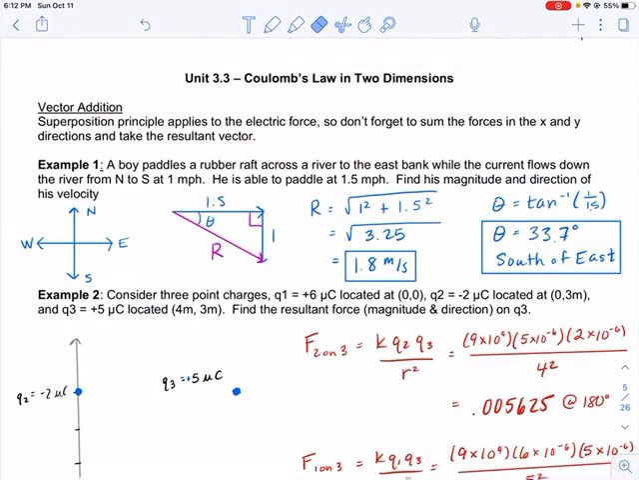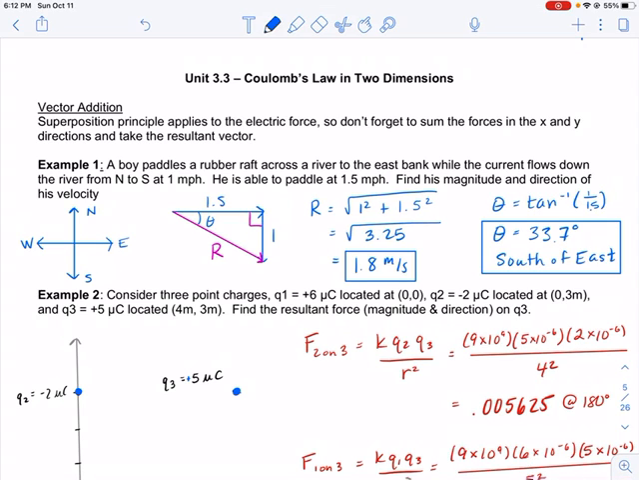Here are the notes for Unit 3.3, Coulomb's Law in 2 dimensions. In our last section, we looked at Coulomb's Law, which quantifies the force between 2 charged objects. Now we're going to look at what happens when we've got multiple charged objects that create forces in 2 dimensions.